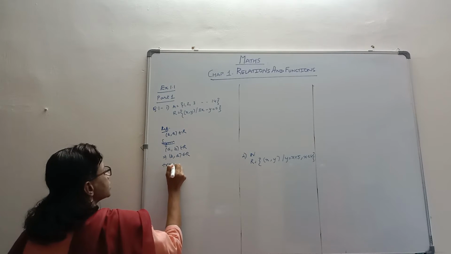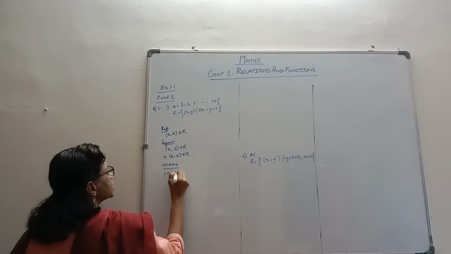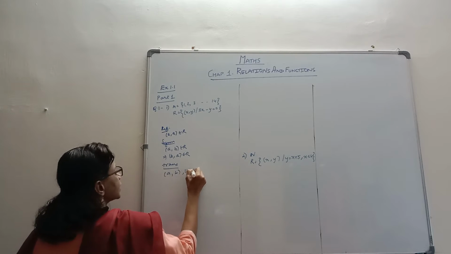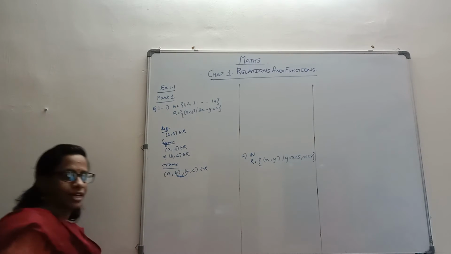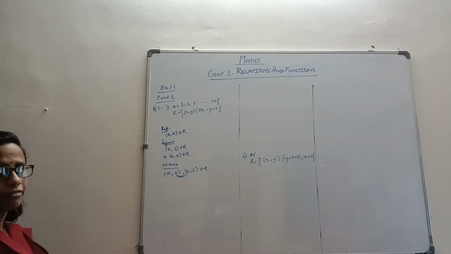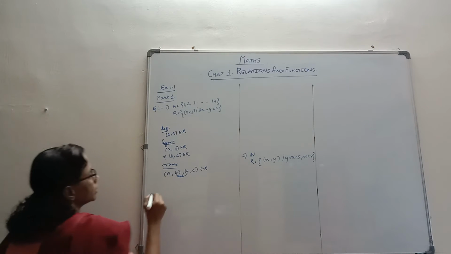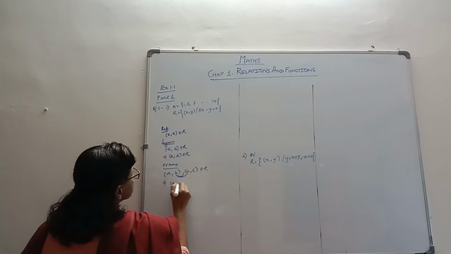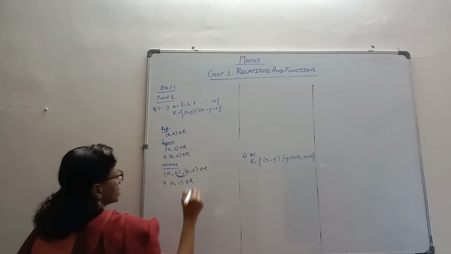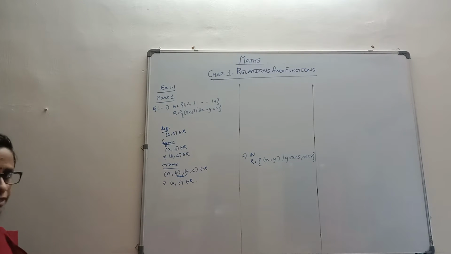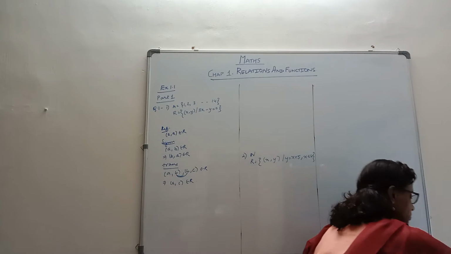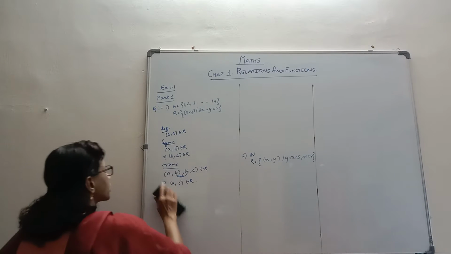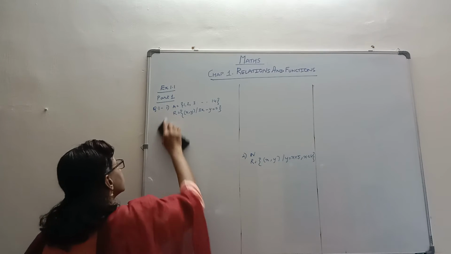Then transitive is, suppose you have 2 elements (a, b) and (b, c) belonging to this relation. You see the commonness. If you have (a, b) and (b, c) belonging to R, and it implies that (a, c) belongs to R, then it is a transitive relation. All this we have to show in the upcoming questions, whether the given relations are reflexive, symmetric or transitive. So we're going to see how we can do it.